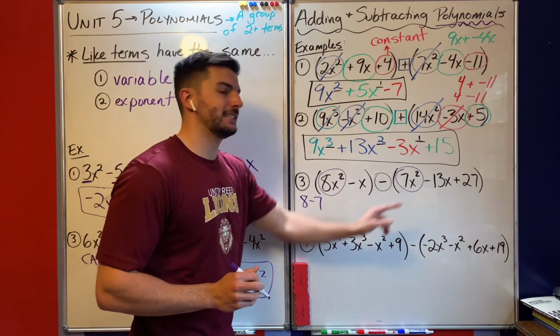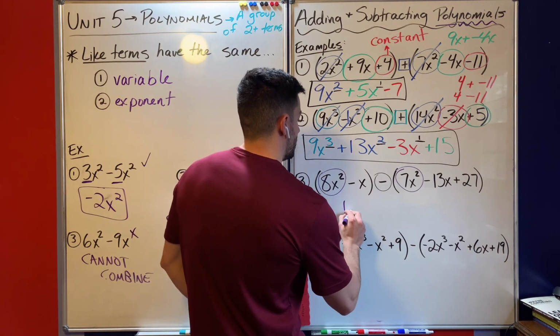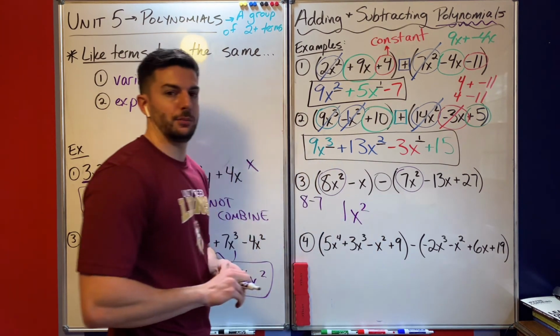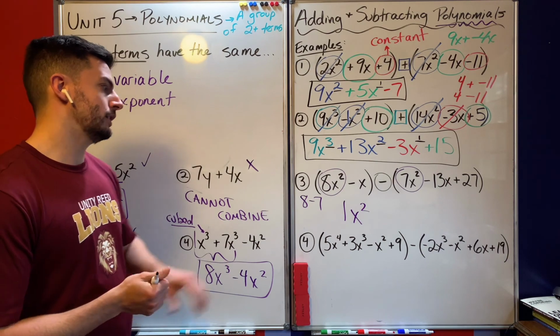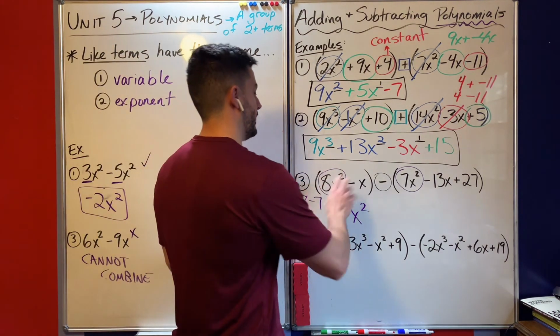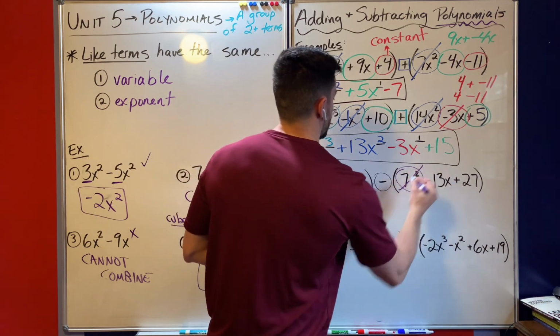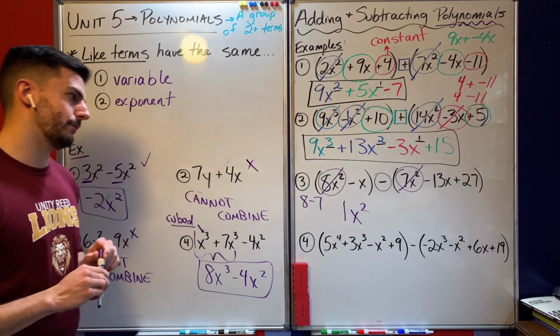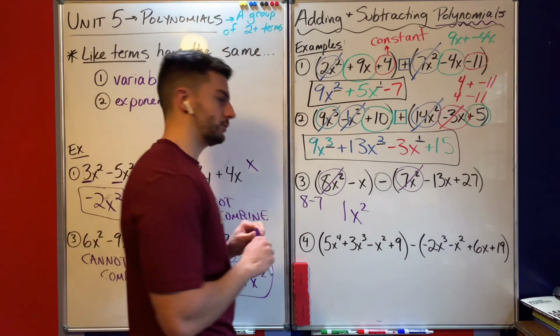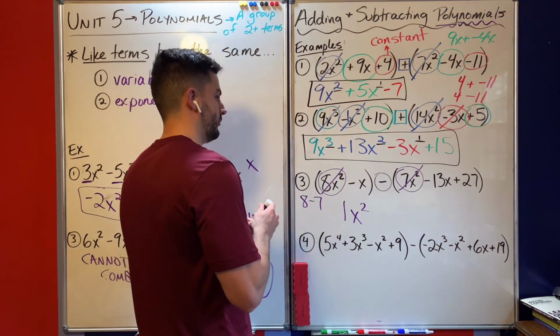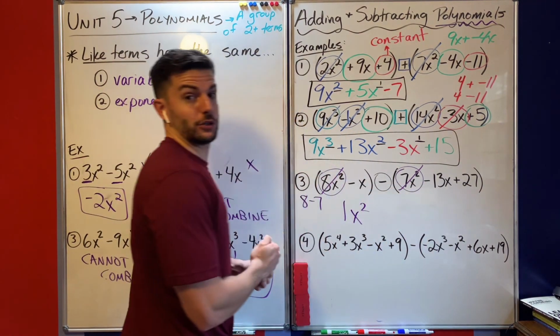So 8 minus 7 would be 1x squared, because I'm subtracting. So that's what I would write when I combine these two: 8x squared minus 7x squared is 1x squared. Now it gets really tricky when you have a lot of negatives involved in the groups as well.